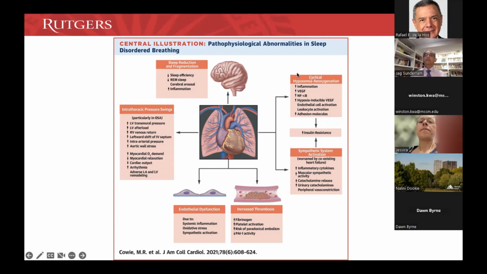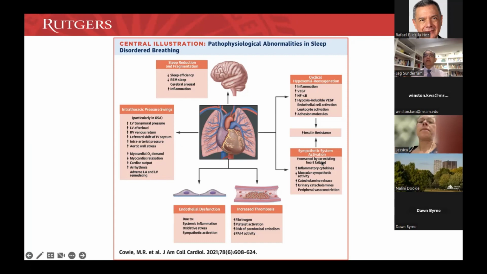In addition, as I said, there's intermittent hypoxia, and these periods of intermittent hypoxia lead to cyclical events of hypoxemia followed by reoxygenation that leads to multiple effects. Again, very good data shows that there is an increase in inflammation, release of VEGF, NF-kappa B, hypoxia-inducible factor, activation of the endothelial cells and leukocyte adhesion molecules, and an increase in insulin resistance.